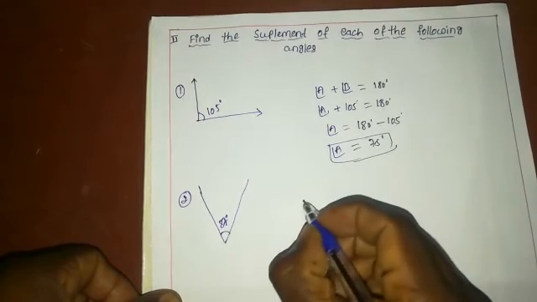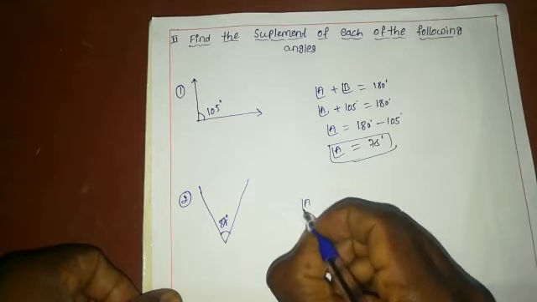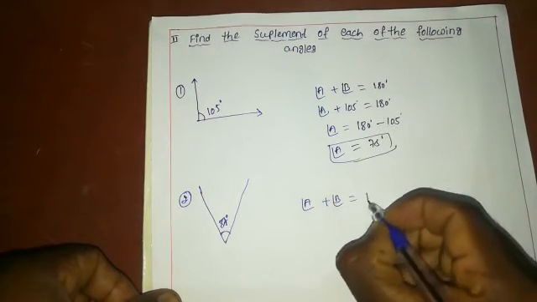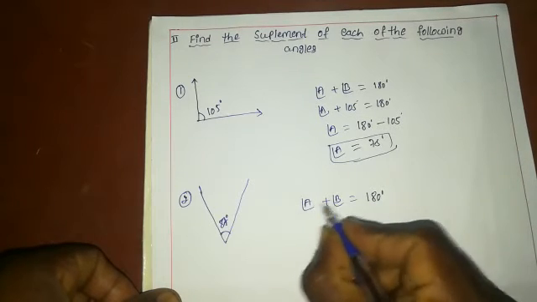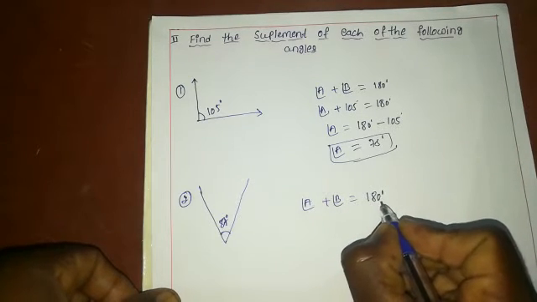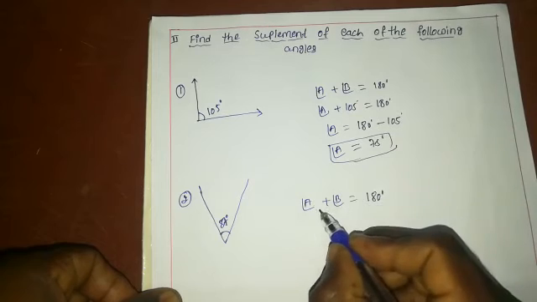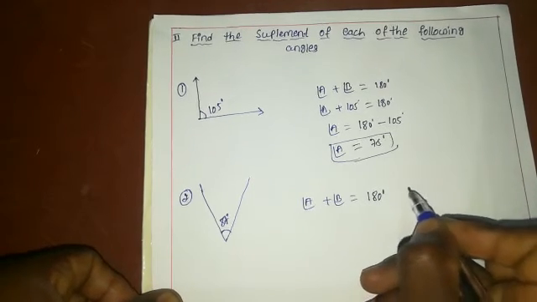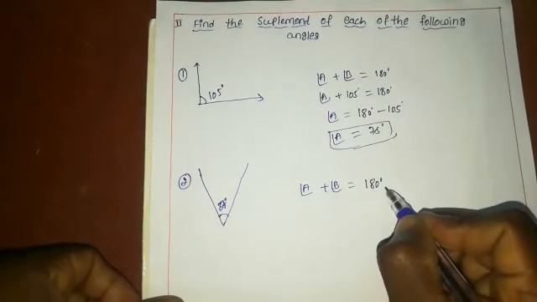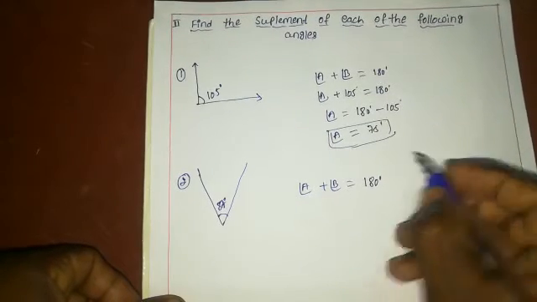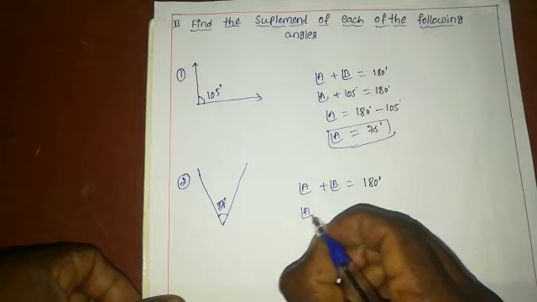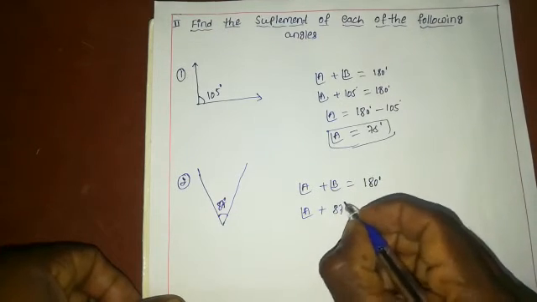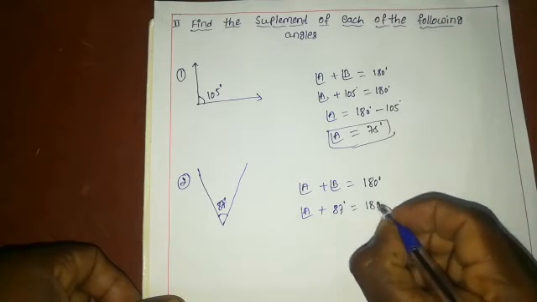We know the condition for supplementary angles: the sum of the two angles, angle A and angle B, is equal to 180 degrees. If the angles equal 90 degrees, then we call them complementary. Here the condition for supplementary angles is angle A plus angle B equals 180 degrees. Now we have to find angle A. The measurement of angle B is 87 degrees, so angle A plus 87 degrees equals 180 degrees.